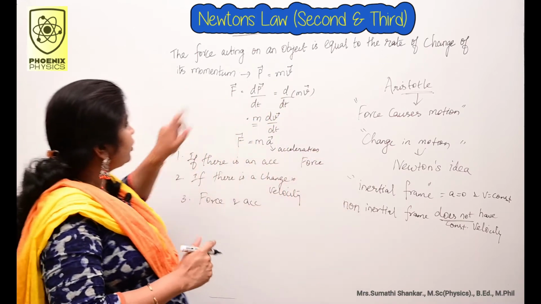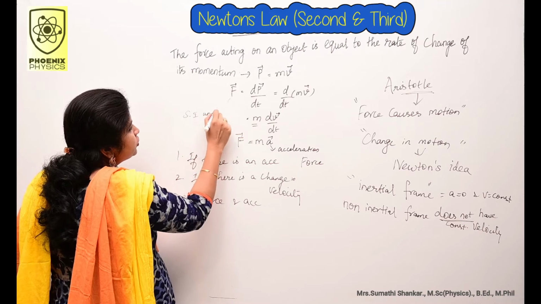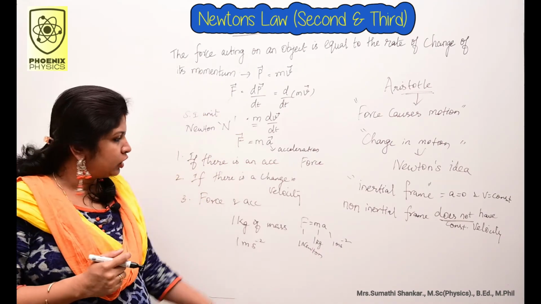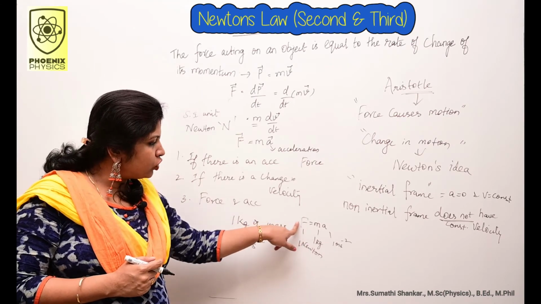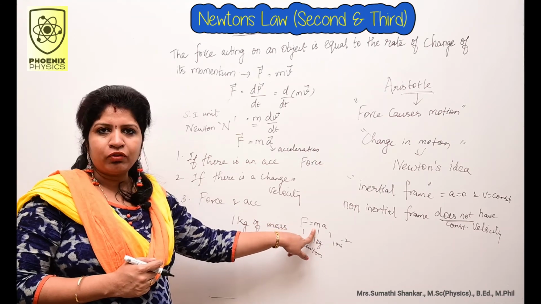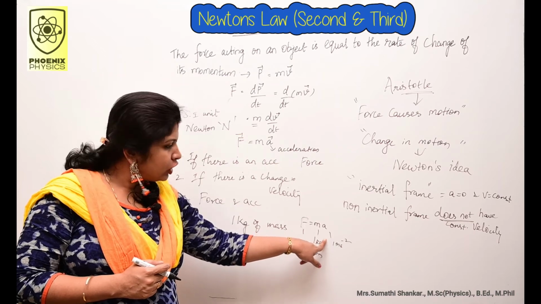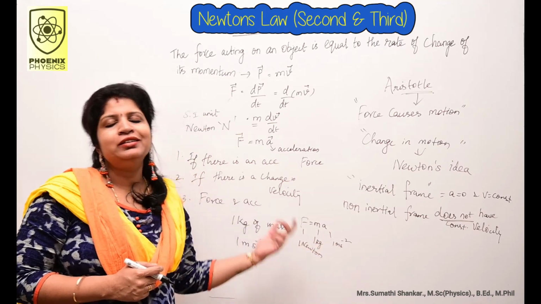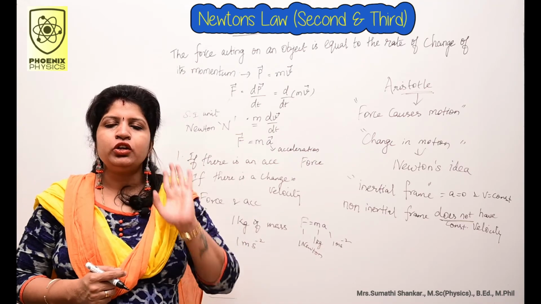Then the SI unit of force is Newton. So SI unit is Newton. How do you define 1 Newton? 1 Newton is defined as the force which acts on 1 kilogram of mass to give an acceleration of 1 meter second power minus 2 in the direction of force. This is the definition for 1 Newton.